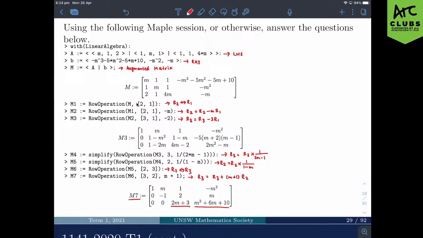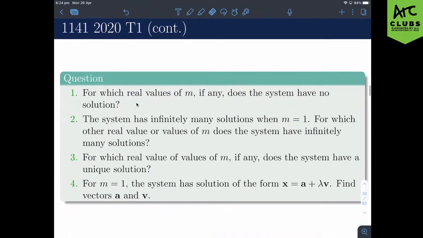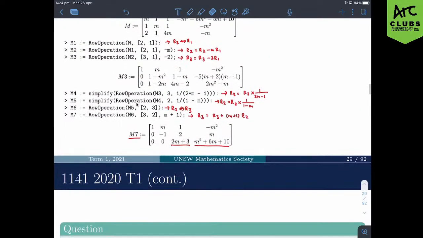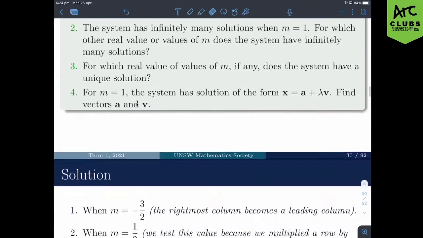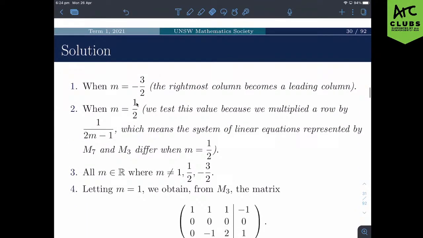So in that case, the only value that we can really test is when m equals minus 3 on 2. And when we sub that in, we find that m squared plus 6m plus 10 is non-zero. And so when m is equal to minus 3 on 2, the system has no solution because there's a leading column on the right-hand side.